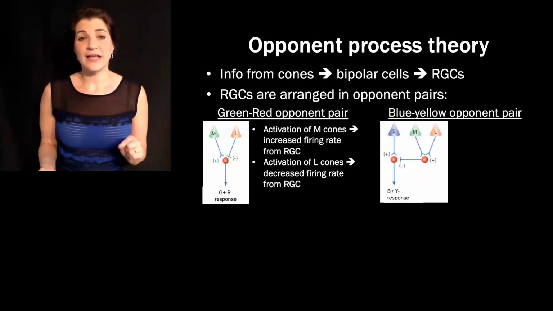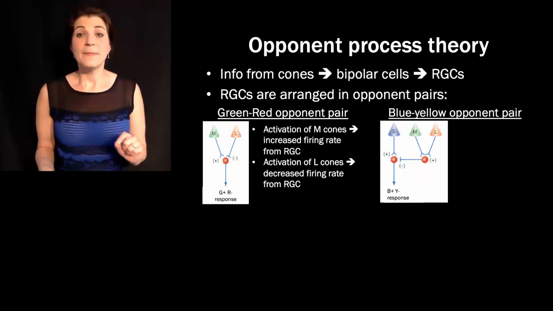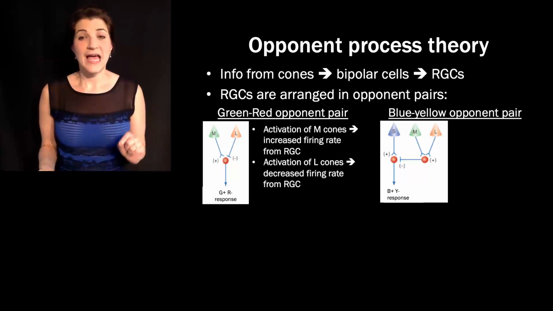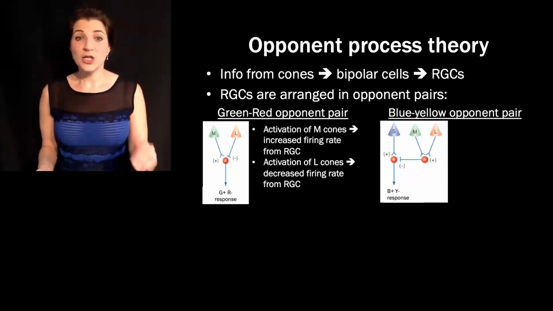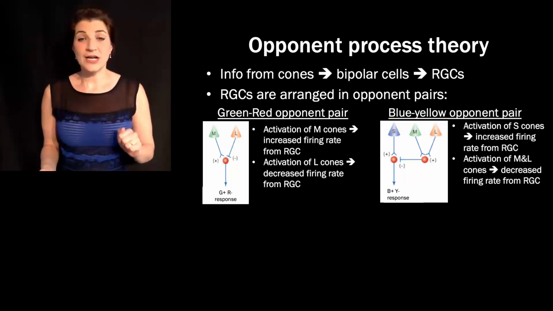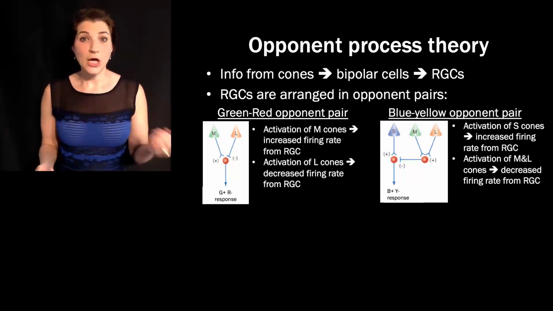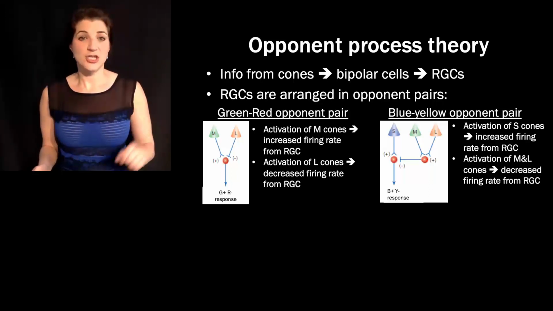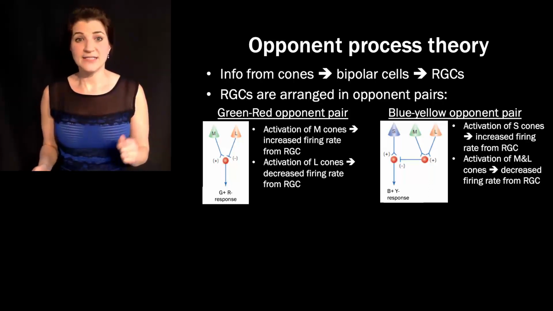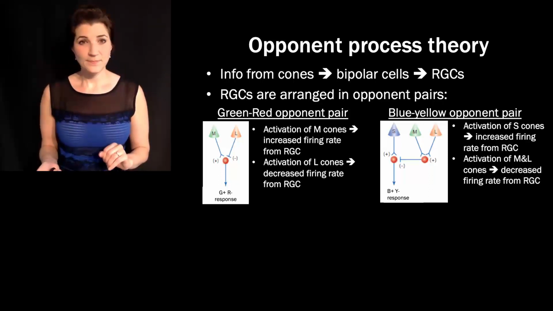This retinal ganglion cell is blue positive and yellow negative, meaning that short wavelength sensitive cones have an excitatory relationship with this retinal ganglion cell, and medium and long wavelength sensitive cones have an inhibitory relationship. So when this retinal ganglion cell is firing fast, it signals blue, and when it's firing below baseline, it means yellow. Now note that there are also R plus G minus and Y plus B minus retinal ganglion cells. We're just talking about this type for simplicity.